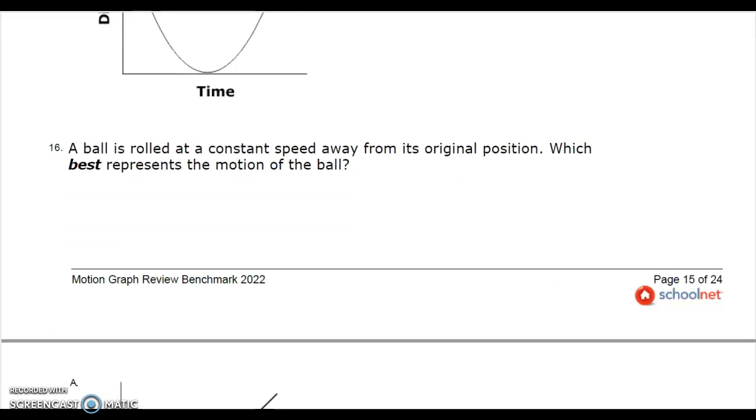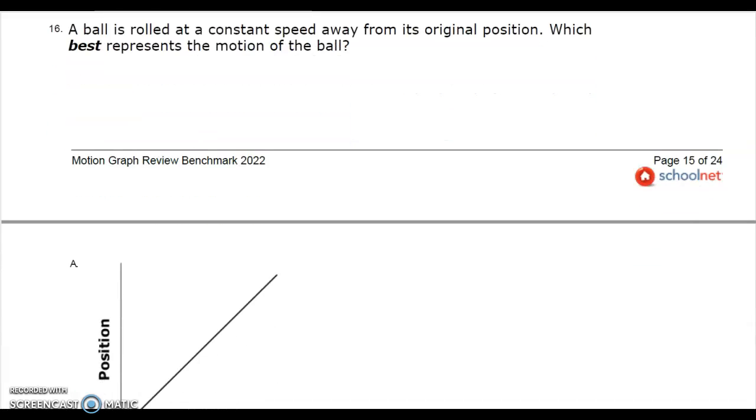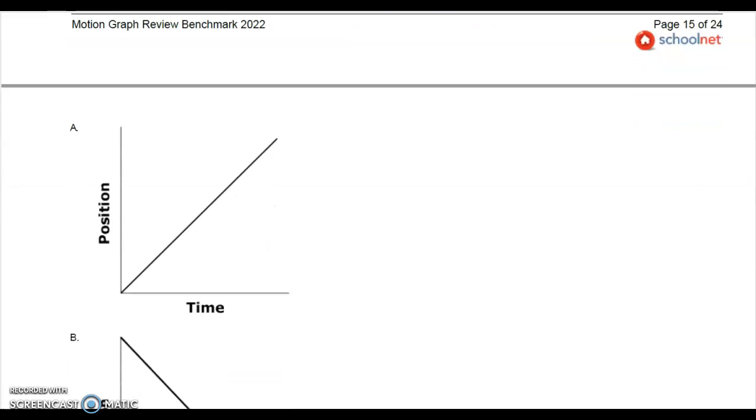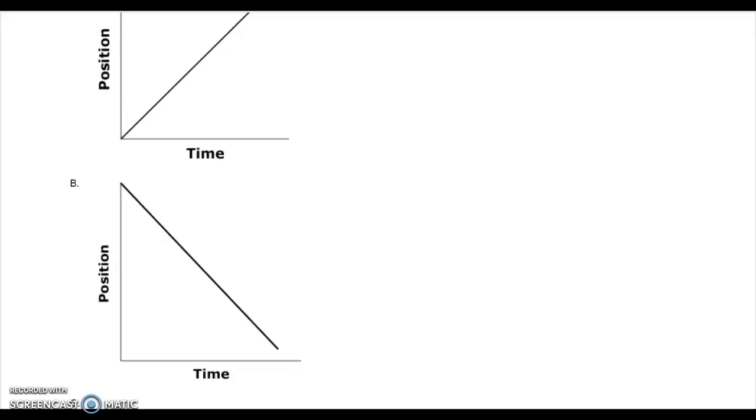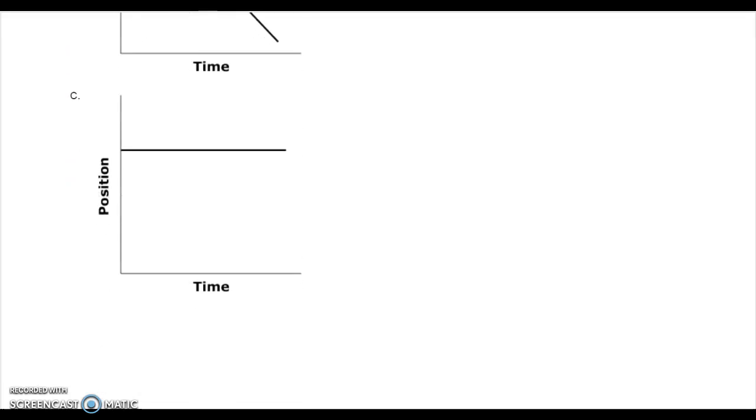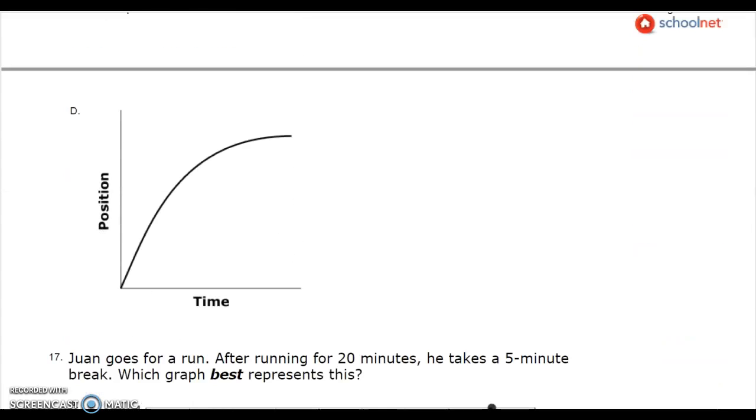A ball is rolled away at a constant speed. What represents the motion of the ball? Well, we're looking for constant speed. It's the position time, so still the same thing as distance time. There it is, right there. Rolled away from the starting point is A. That's rolled back to the starting point, and that is sitting still.